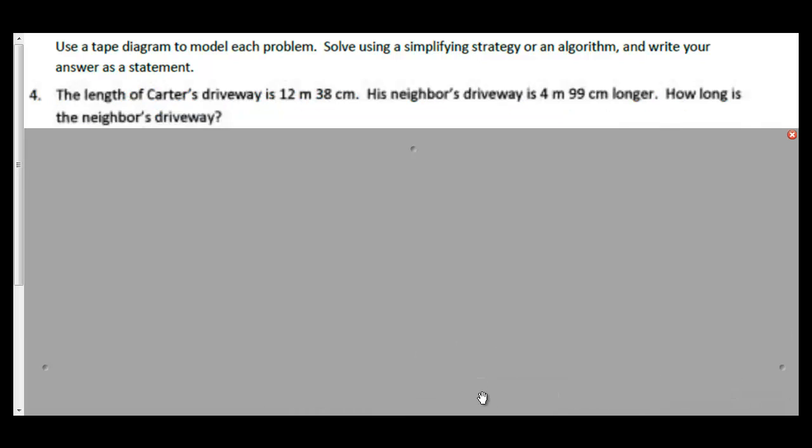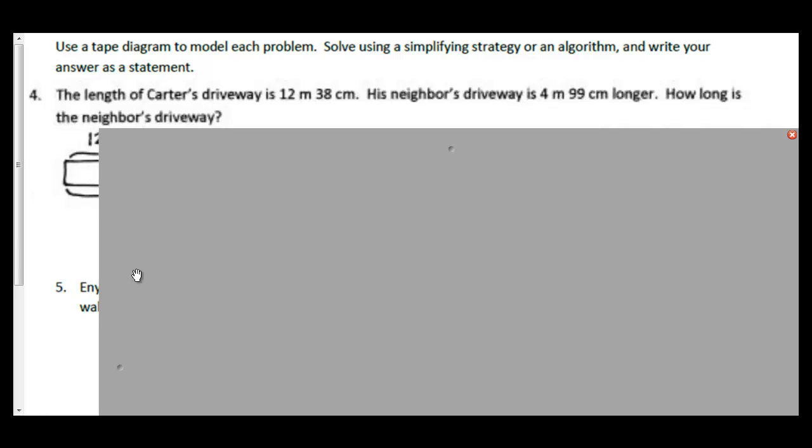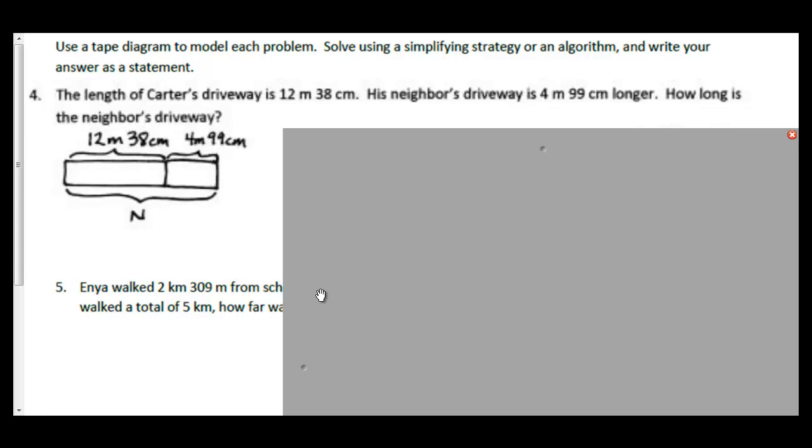Okay, so let's take a look now at what your tape diagram could have looked like. You could have drawn 2 tape diagrams, one for Carter's driveway and one for his neighbor's driveway. But what I chose to do here was draw one tape diagram to represent his neighbor's driveway. So if you can see right here, N stands for neighbor, and I'm wanting the total here. So I have 12 meters, 38 centimeters. That's how long Carter's driveway is. But his neighbor's is 4 meters, 99 centimeters longer.